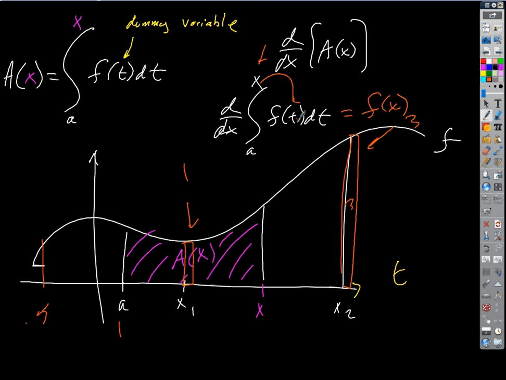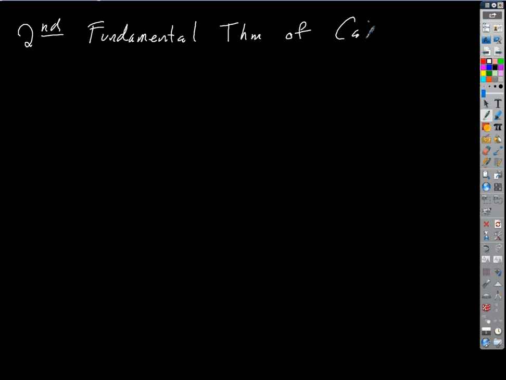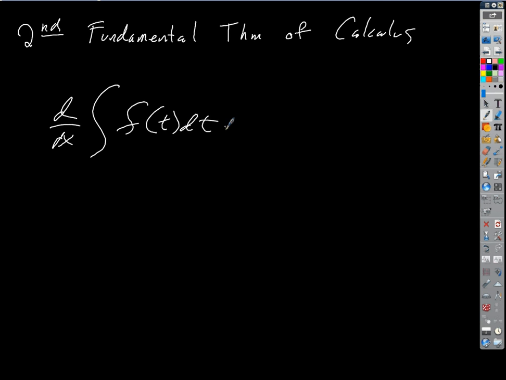Okay, so here's what I'm going to call the book's weak sauce version of the second fundamental theorem of calculus. I'm going to give you a much better one. So, just this. The derivative with respect to x of the integral of f of t dt from a to x is f of x.